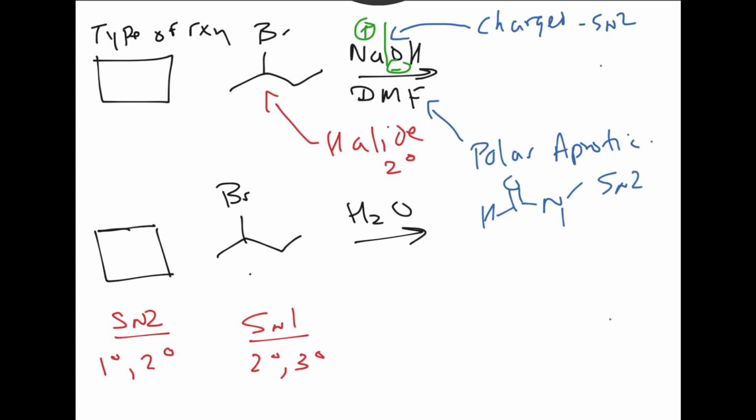So we have a halide that can do an Sn2 reaction. We have a nucleophile that is charged, which says do an Sn2 reaction. We have a polar aprotic solvent that says do an Sn2 reaction. So our type of reaction here is going to be Sn2.